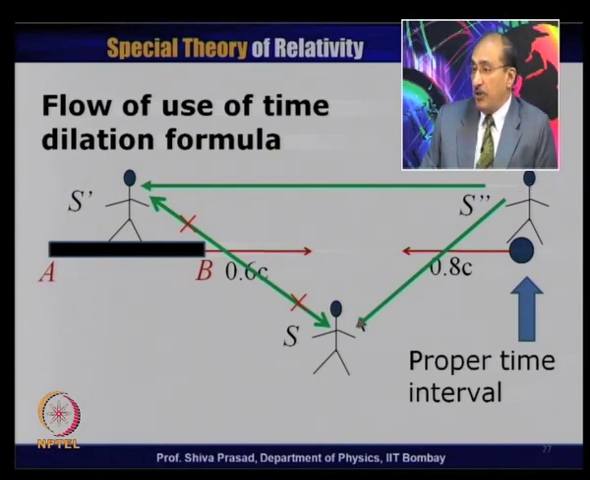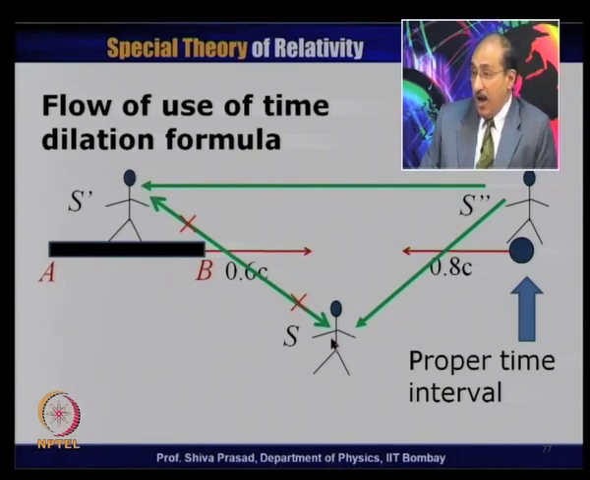Similarly, I can go from here to here. If I know the time interval in this frame, I can also find out the time interval in this particular frame by multiplying by gamma. If I know the time interval in this frame, I can find out the time interval in this frame by dividing by gamma. So, this particular path and this particular path are open, but I cannot directly go from S to S prime. So, I cannot multiply the time interval in S by gamma and go to S prime, or take the time interval in S prime and multiply it by gamma to get into the S frame, because the time interval is neither proper in this frame nor in this particular frame.